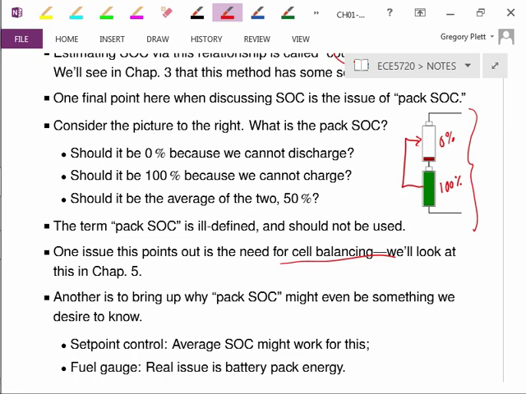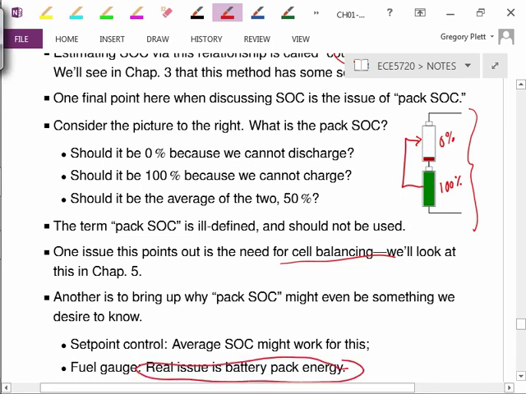There's two reasons why you might want to know state of charge. One of them is fuel gauge. Fuel gauge tells me how long this application can run before I don't have any more energy left. Energy. The real issue is battery pack energy. For this battery pack here, I can compute for you how much energy is available, and the answer is 0. And we'll look at that later on. But there's 0 energy available because this cell is completely discharged. Doesn't mean that the state of charge of all the cells is 0. It just means that I can't get any more energy out.